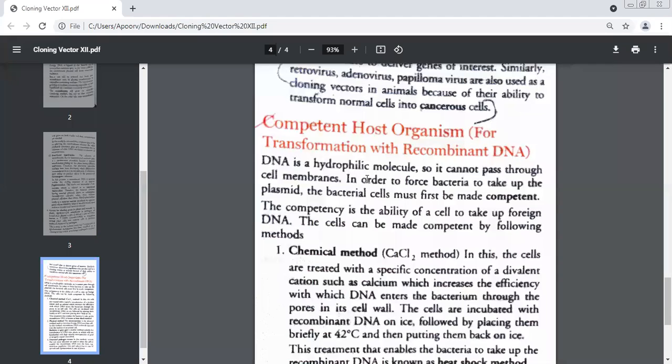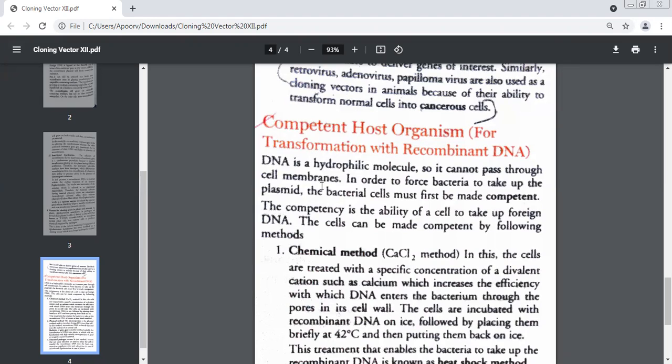It is a hydrophilic molecule. So we have to force the bacteria to take up the plasmids. Supposing we want to insert a plasmid into a bacteria, we will have to force the bacteria to take up the plasmid. It will not take the plasmid because the plasmid contains DNA and DNA's nature is what? Hydrophilic. So any host will not easily allow a foreign DNA to enter.